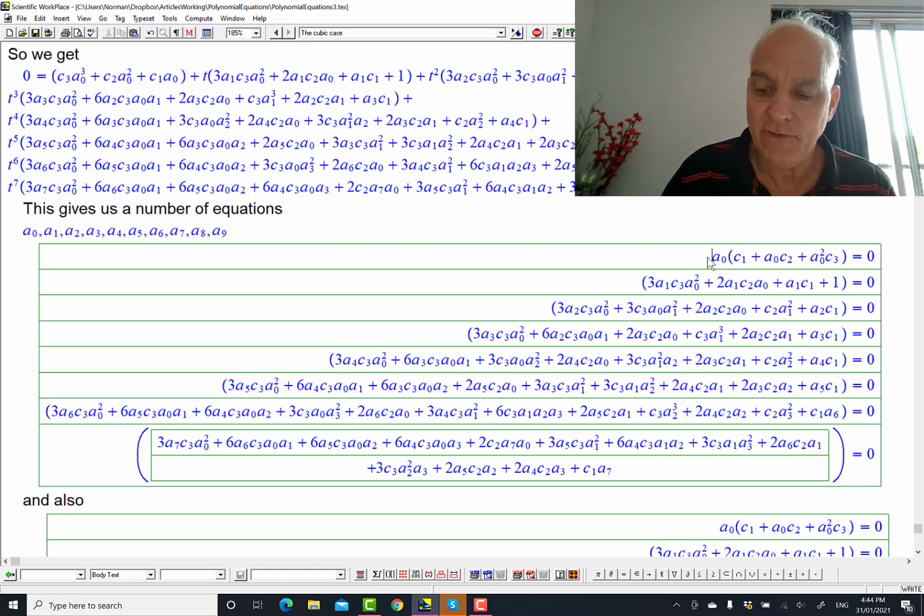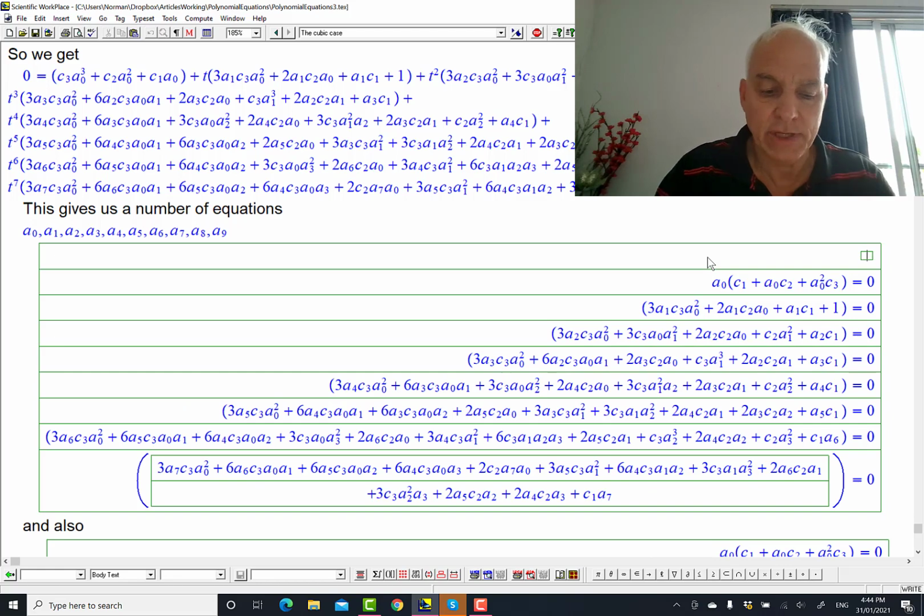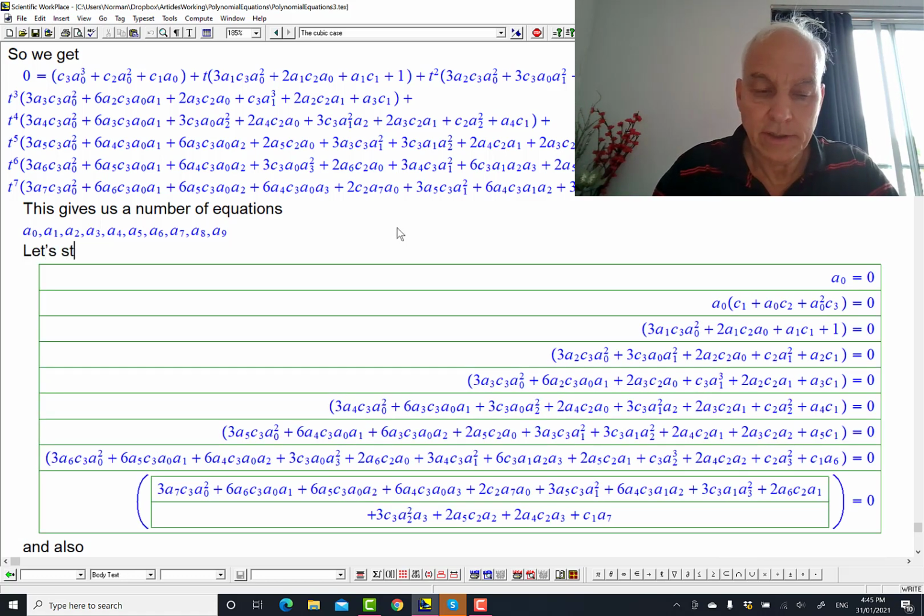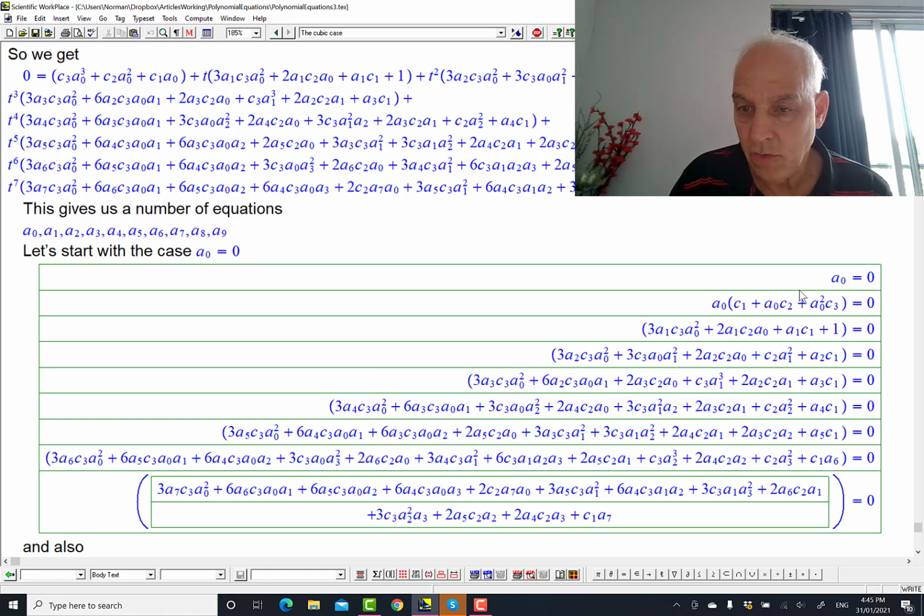So this first one, we're going to do the simplest thing. The simplest thing is to agree that A0 is actually equal to 0. A sub 0 equals 0. Okay, so let's start with the case A sub 0 equals 0. All right, so that's included there. So this one is then redundant, but it doesn't matter.